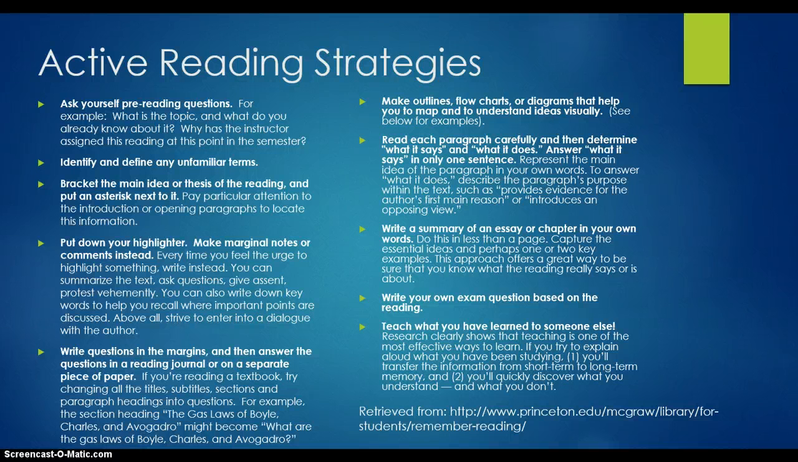Last, being able to explain the article to someone else is the ultimate in demonstrating that you have an understanding or grasp of the information read. These are active reading strategies that you should employ as you read the articles.